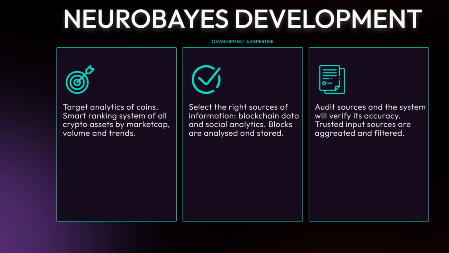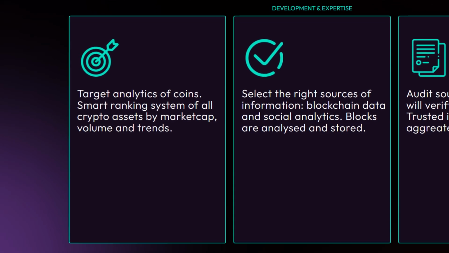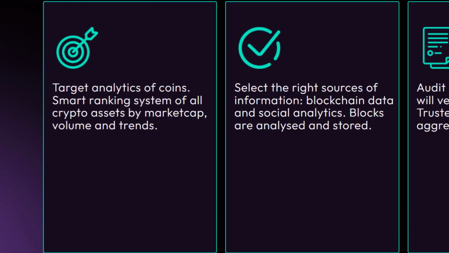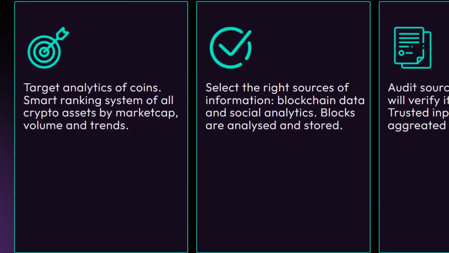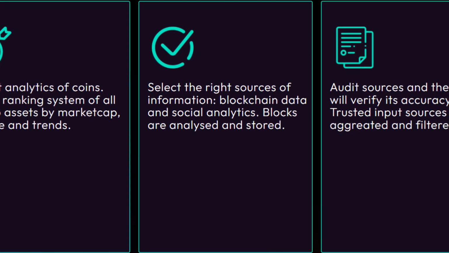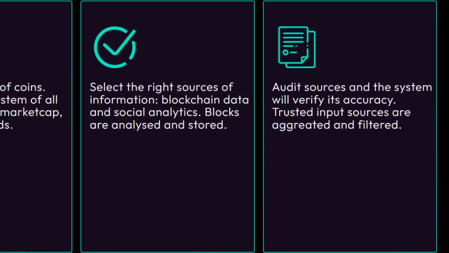Okay, heading over to the Neurobayes development and expertise. This includes target analytics of coins with their smart ranking system of all crypto assets by market cap, volume, and trends. You can select the right source of information. Blockchain data and social analytics. Blocks are analyzed and stored. And audit sources, and the system will verify its accuracy. Trusted input sources are aggregated and filtered.